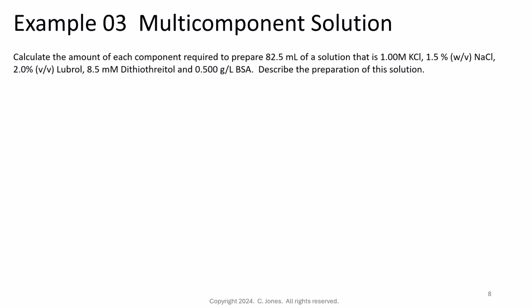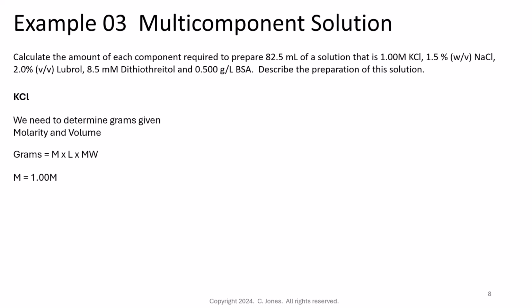All right, so let's get started here. What do we have first? We have KCl. All right, so KCl, we're given a volume and a molarity. I'm not putting the arrows in because I'm hoping you will be able to pick these out as you work through the problem. Okay, so grams, we're calculating the grams of KCl. It's the molarity times the volume times the molecular weight, right? Same as before. So the molarity is given as 1.00 molar, so it is already a molar solution.